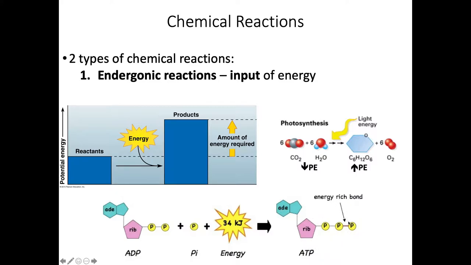And then the energy now is stored between the phosphate groups, especially this terminal phosphate bond right here. And then the cell, after they've made the ATP, whenever they need energy, what they're going to do is break up or hydrolyze this phosphate bond here and extract that energy to do whatever it needs to do.